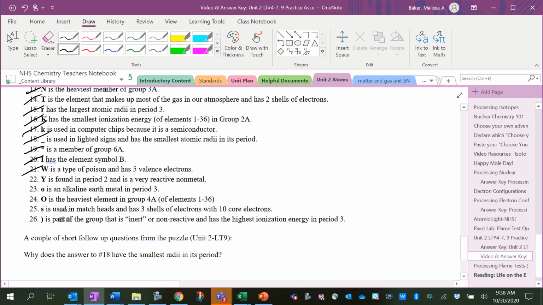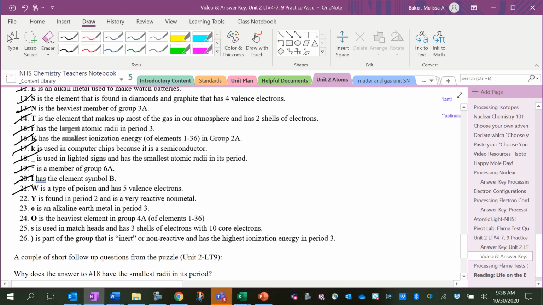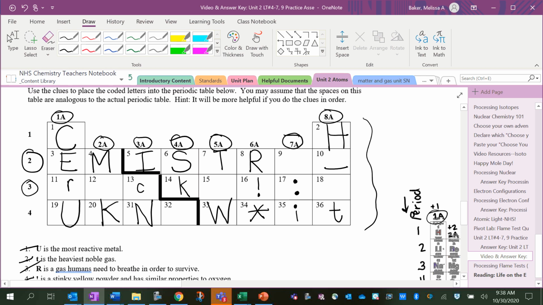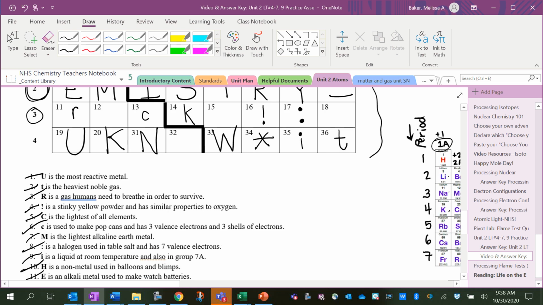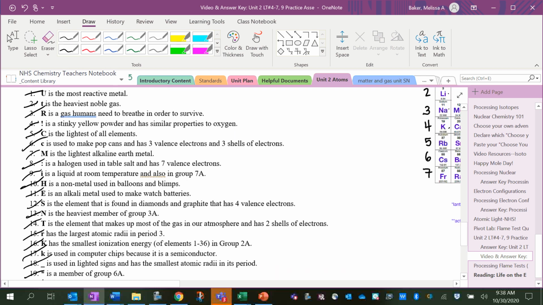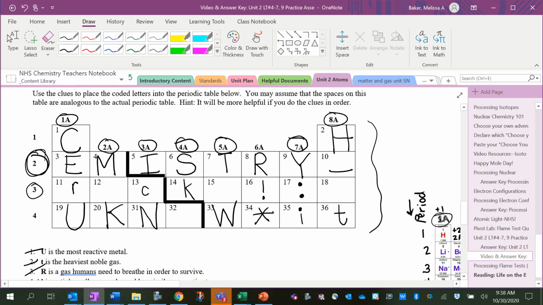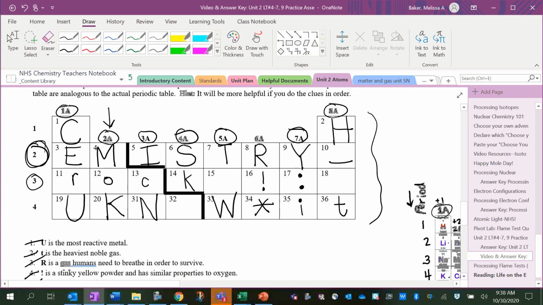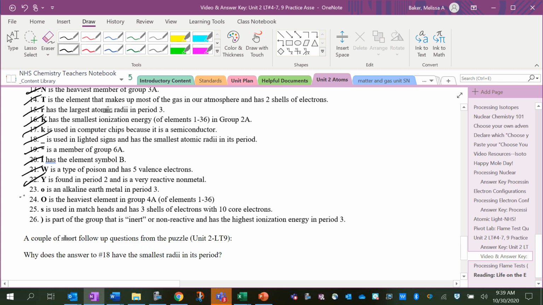Capital Y is found in period 2 and is a very reactive nonmetal. Well, there's only one left in period 2 that's blank, right? In that row. So it must be fluorine, which is a very reactive nonmetal. Lowercase o is an alkaline earth metal in period 3. So period 3, the alkaline earth metals are group 2A. So an O goes there.